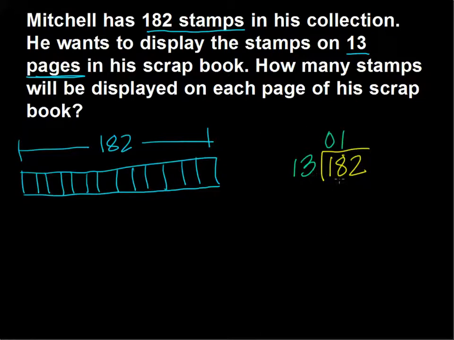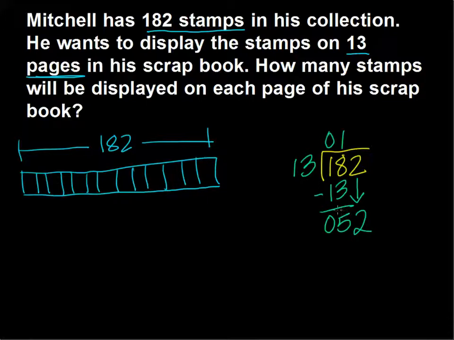So 13 times 1 is 13. Now we subtract. 8 minus 3, 5. 1 minus 1, 0. And we drop the 2. Now we have 52 divided by 13. We ask ourselves the same question. How many times does the 13 fit inside the 52?